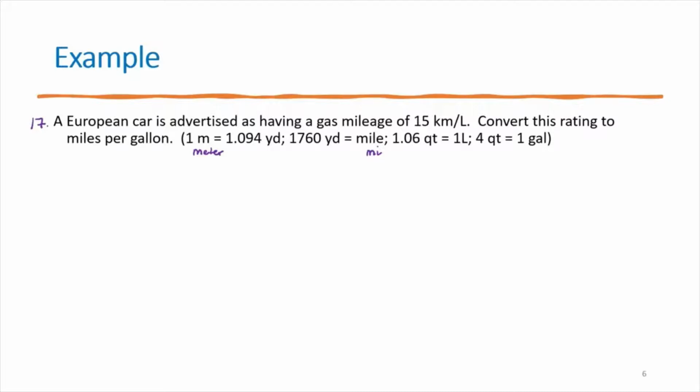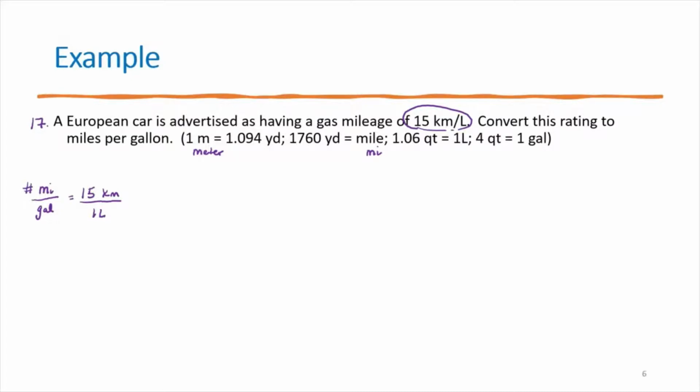So first, write down what you want to know. Well, you want to know miles per gallon. Next, write down what you're told. You're told 15 kilometers per liter. Then use conversions to get to where you want to go. So I see I have a conversion for a meter to a yard.